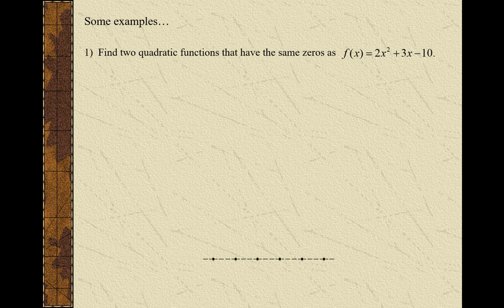What did I do in the PowerPoint? I decided to multiply it all by negative. That was the simplest thing I could think of. If I multiply everything by negative, and so it becomes negative 2x squared minus 3x plus 10, I get the exact same parabola, just flipped over.